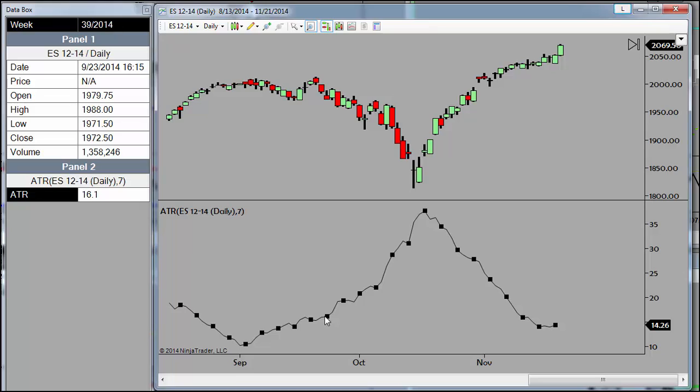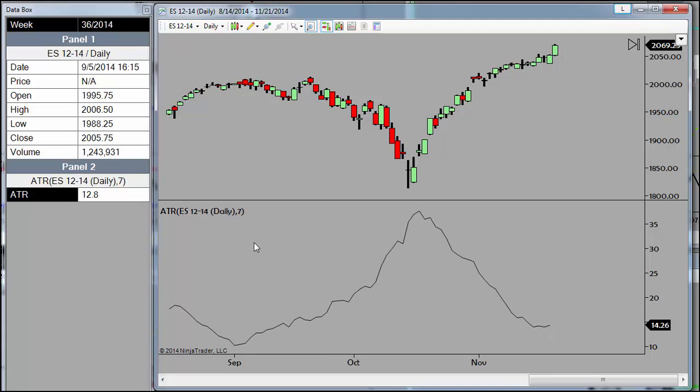So average true range prior to the increase in volatility was trading at 16 points a day. Right here we go to 23 points a day, 22.25. Right here we go to 31 points a day. And then at the peak right here, right at the bottom of the market, that was a 9 to 10% pullback in the S&P 500. We peaked at 37.75 a day. So basically 38 points a day.